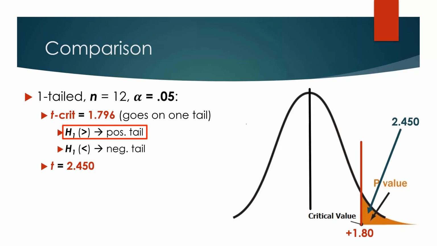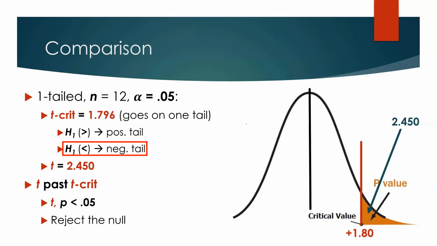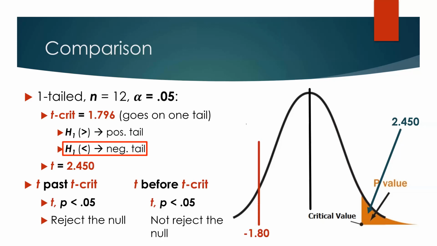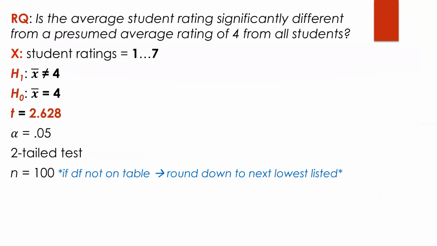Now, notice if you put the t-crit on the wrong side, let's say you put it on the negative side, then your result is actually before, and then it is not significant, and you would not reject the null. So that changes things there. So you want to make sure that you get your critical score exactly where it needs to be on a one-tailed test. All right, so let's continue on with our example here.